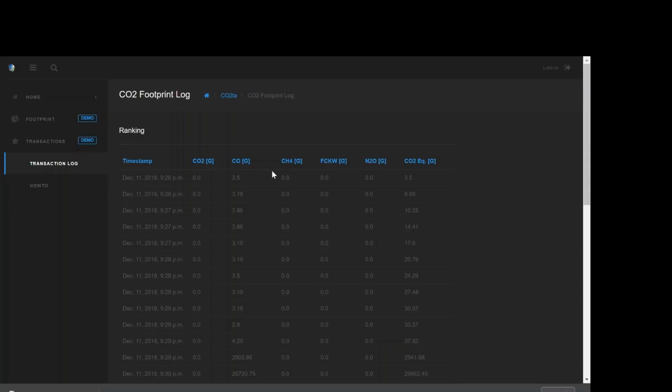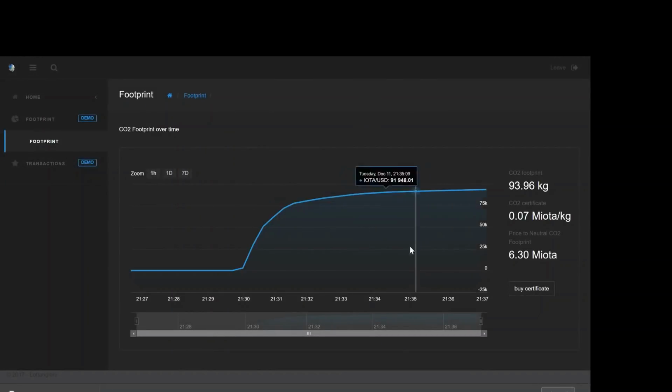When you have, for example, methane, which is CH4, it has a factor of about 20 because it's way more harmful to our environment than CO2. Furthermore, we see here the accumulated CO2 equivalent over time. So in our 10 minute experiment, we accumulated about 94 kilograms of CO2.